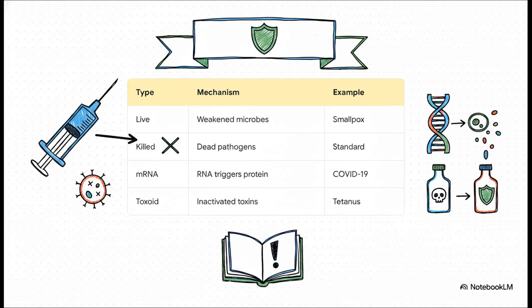Then we've got mRNA vaccines, which actually trigger our own cells to make a specific protein to kickstart an immune response. And finally, toxoid vaccines. The trick here is that toxoid vaccines aren't made from the pathogen itself, but rather from the inactivated exotoxins that those pathogens secrete. Tetanus and diphtheria are your classic exam examples for that one.